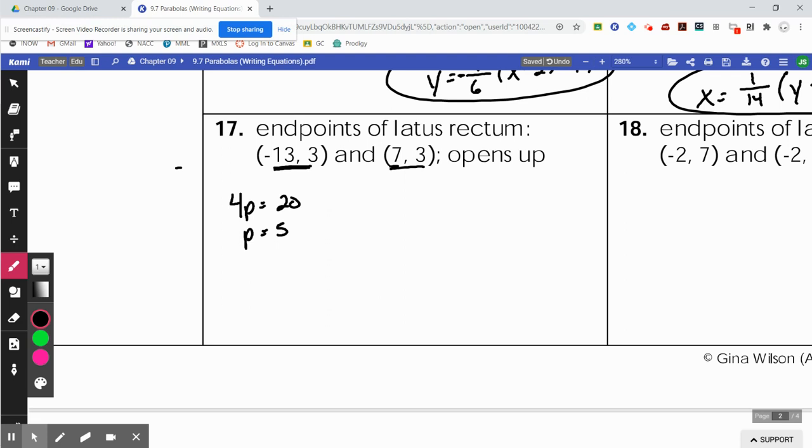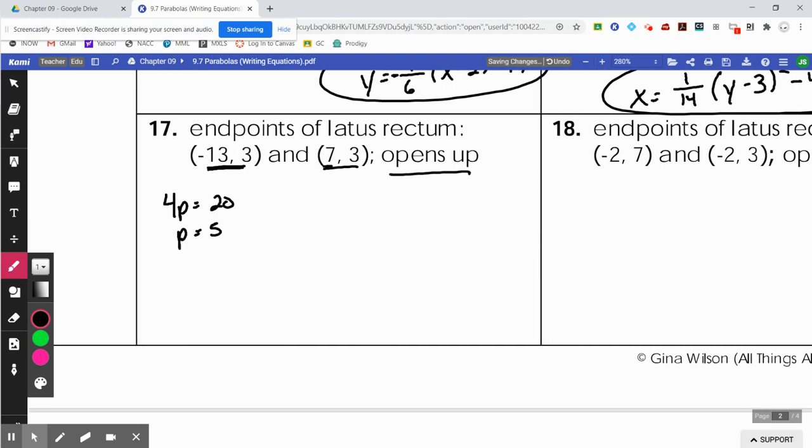However, we do have to be careful. It does say opens up, so that's going to be a positive p-value, so we will leave it as a positive 5. So how do we find our vertex? Well, again, what I would do is I would find my focus, which is going to be the midpoint of these 2 points. So add the x's, divide by 2, gives me -6 divided by 2. Add the y's, divide by 2, there's your focus.